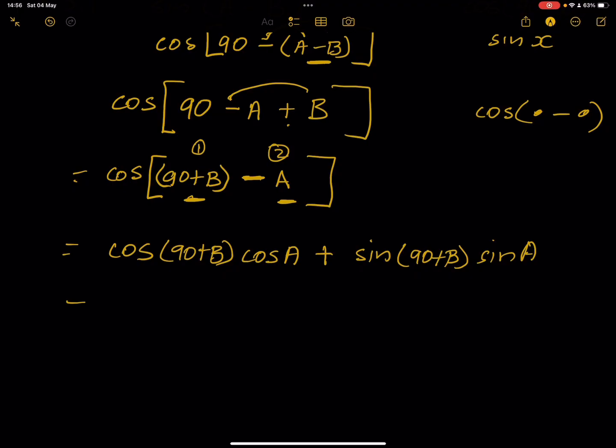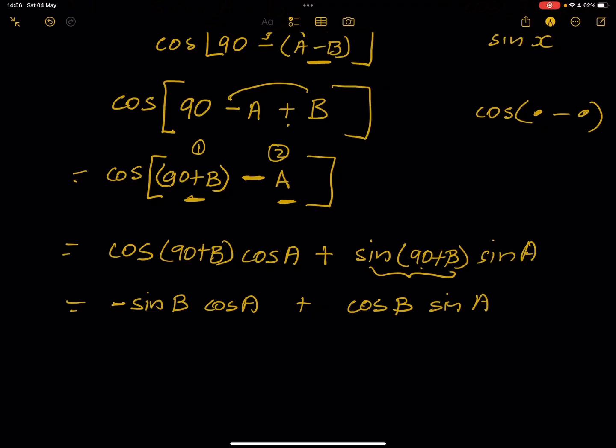And ladies and gents, we're going to use our reduction formulae. Cos 90 plus B, that's in the second quadrant. Cos is negative in the second quadrant. But remember, once I've got 90, it changes to sine. So that would be minus sine of B cos of A, plus the same thing there, sine of 90 plus B, that's in the second quadrant. Sine is positive there, so it will change to cos of B because of that 90, the sine of A.